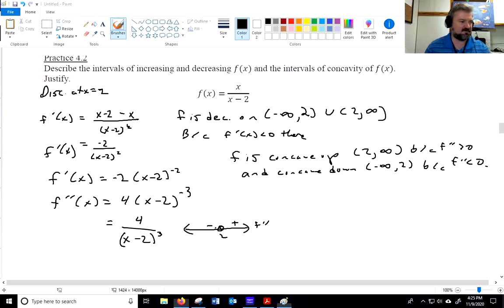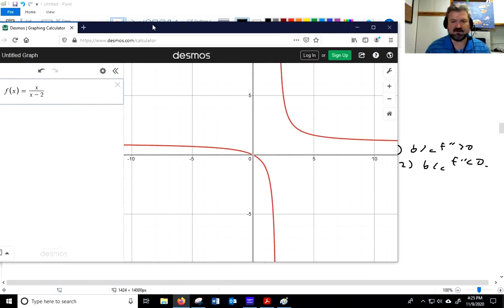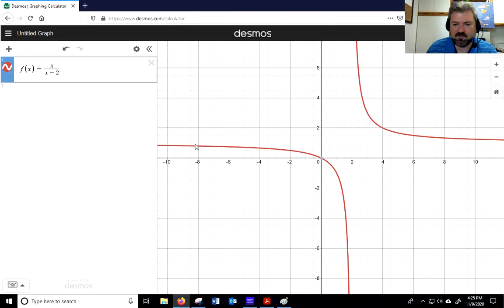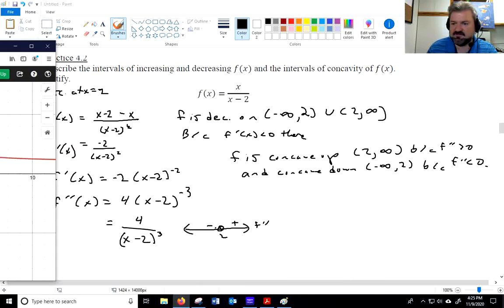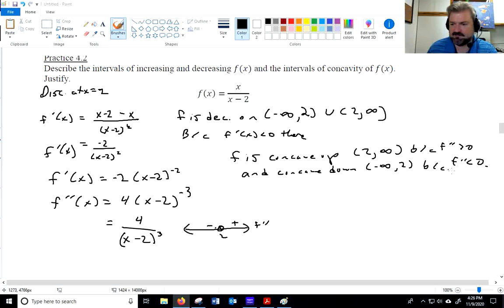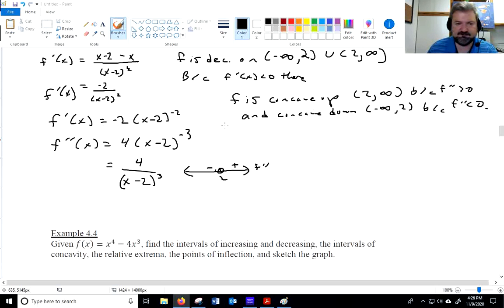I think a graph would be interesting to look at for sure, so let's take a look. We said we were decreasing everywhere, and it is. From left to right, we're decreasing everywhere. This is concave down, but this is concave up, which is what we said. All right, let's take a look at our next problem.